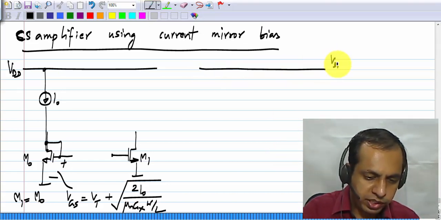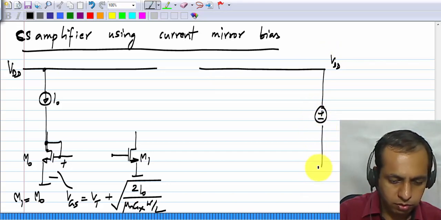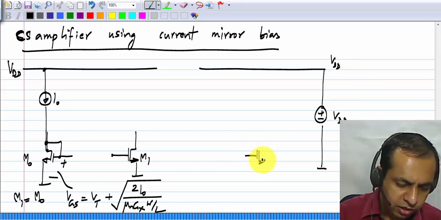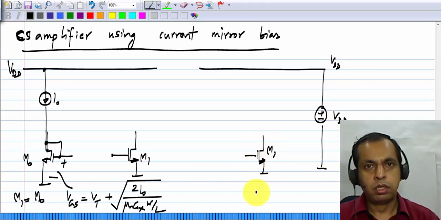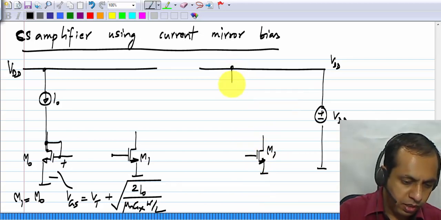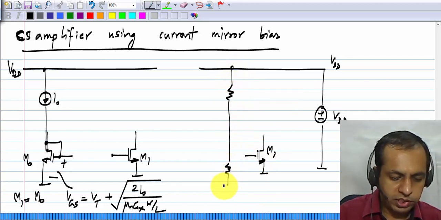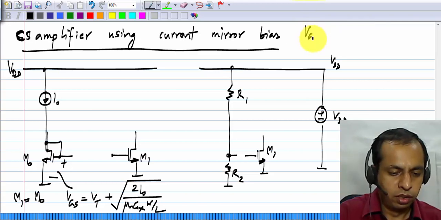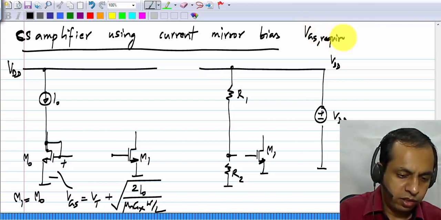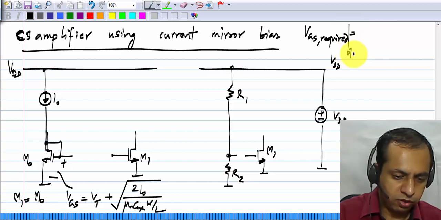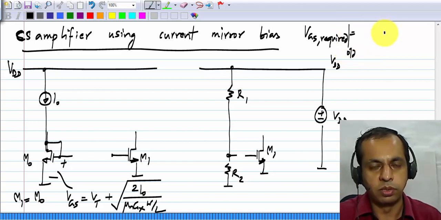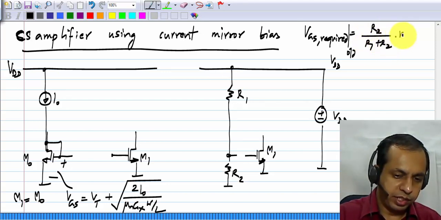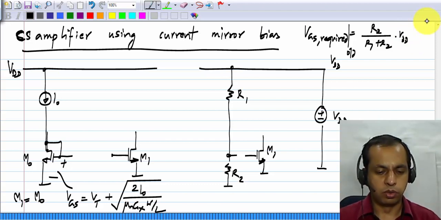We had our supply voltage VDD, which of course means that there is a voltage source of value VDD between that line and ground, and we had our transistor M1. What we did was, we knew what VGS we wanted, and we used the voltage divider to get that. VGS required in that case, I'll call it old to recall that this is the old constant voltage biasing technique, is R2 by R1 plus R2 times VDD, and we choose R1 and R2 accordingly.